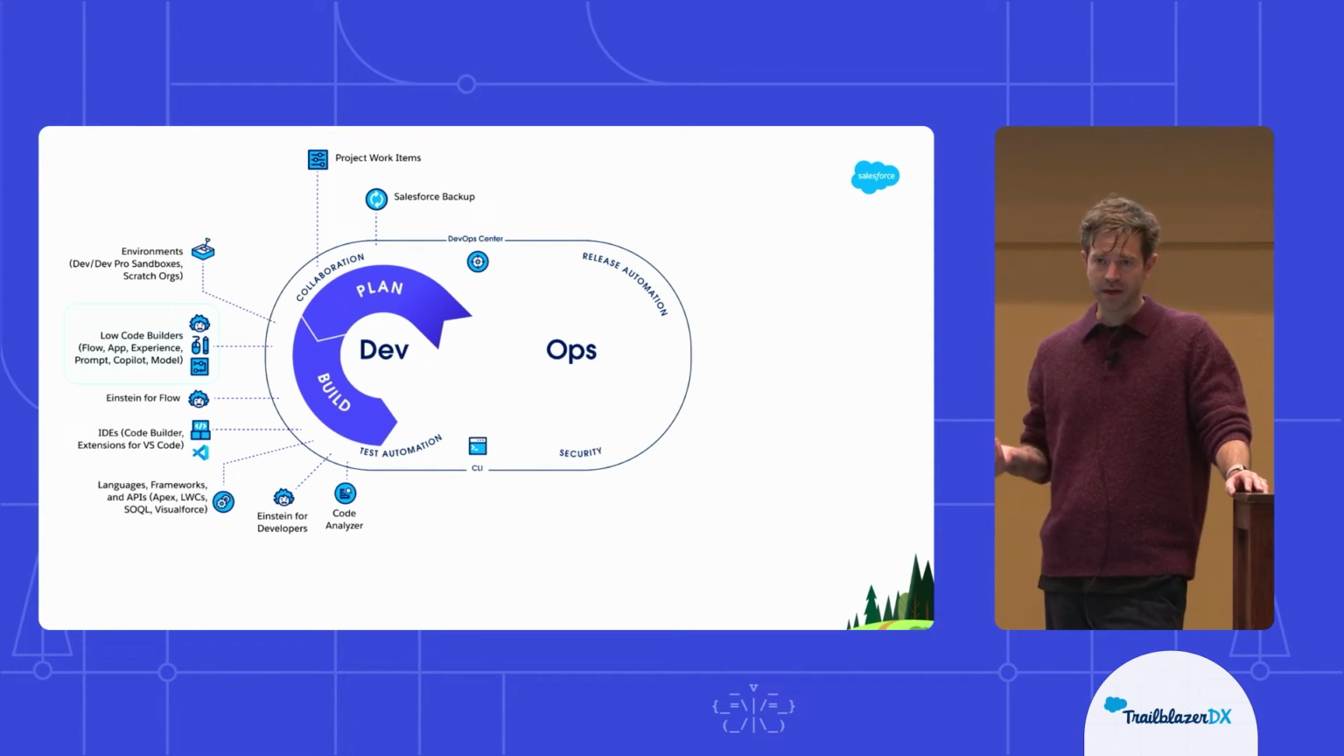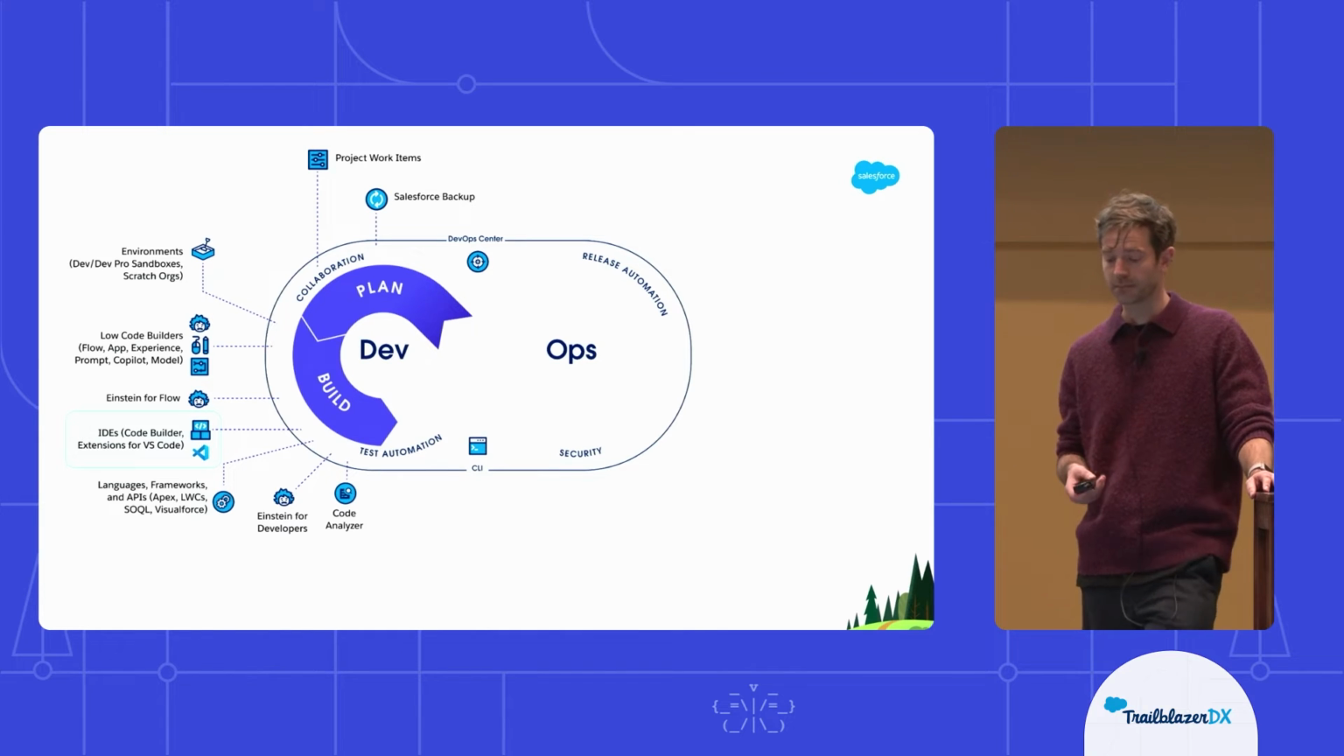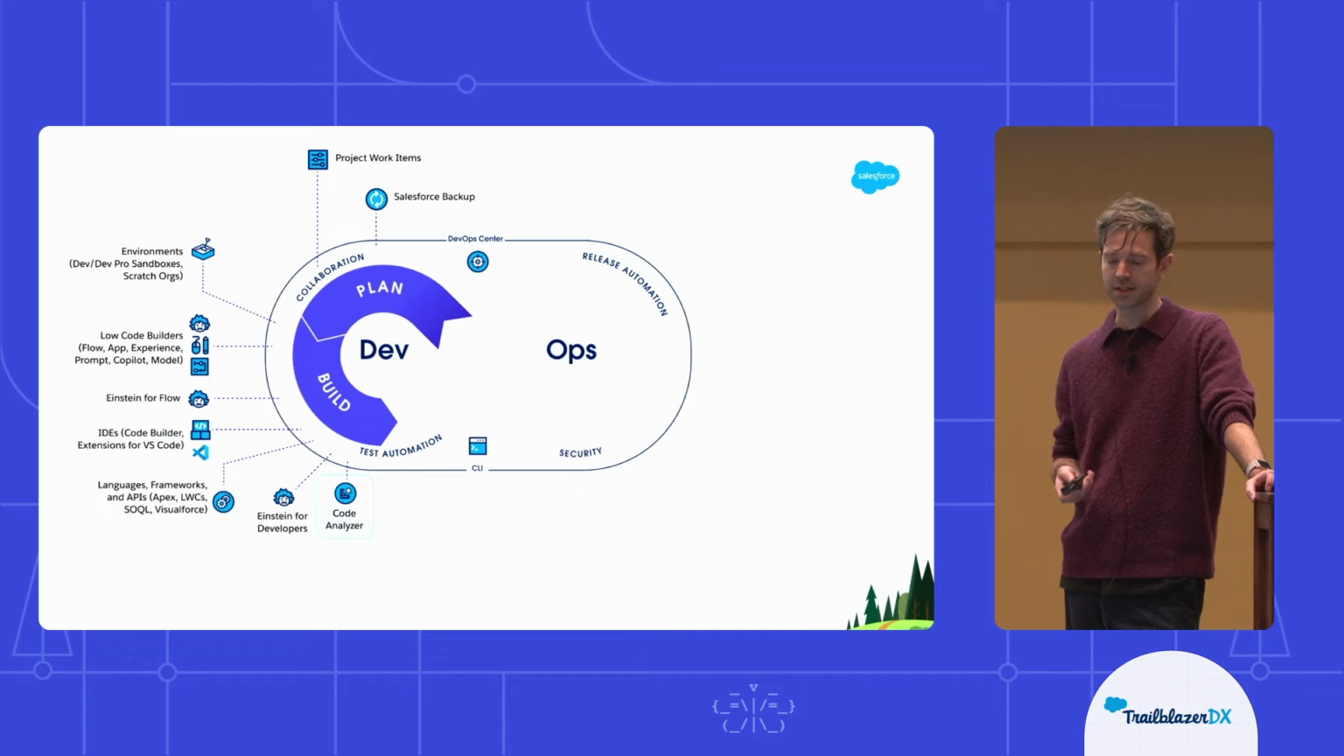Your build phase may vary depending on the requirements and the tools that your teams are most comfortable with. If you're more comfortable with declarative tooling, you may leverage Flow or App Builder. If the job calls for something more programmatic, you may leverage an IDE like Code Builder or VS Code with the Salesforce extension pack. It's in that IDE where you can utilize Einstein for developers to produce Apex and serve as your AI-paired programmer. And Code Analyzer can also be leveraged here to ensure that your code is performant before promotion to the next stage.